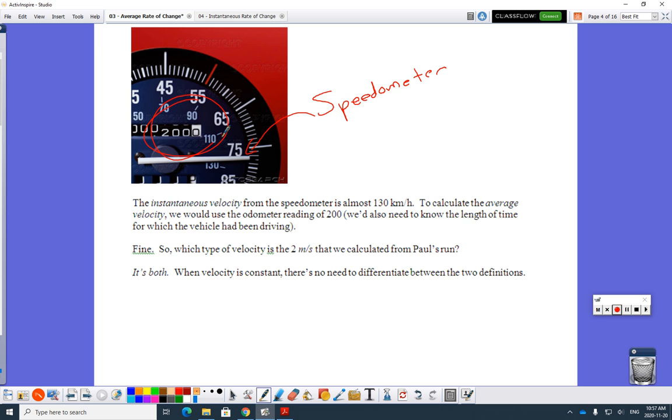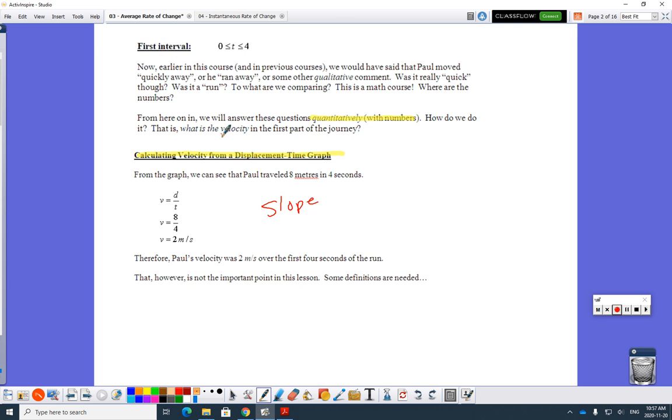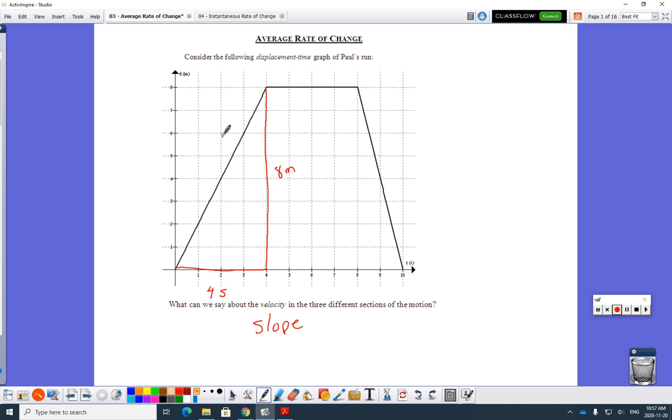Fine, which type of velocity is 2 meters per second in Paul's run? Was he going 2 meters per second over the whole time period, or was he going 2 meters per second the whole time? And the answer is he was doing both. See, when it's constant velocity, we don't need two separate words. That's why we just made linear functions in grade 9. We didn't need to separate these two things.